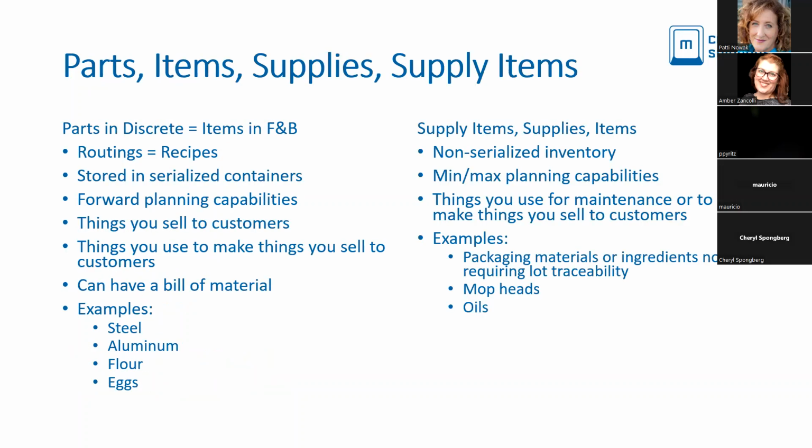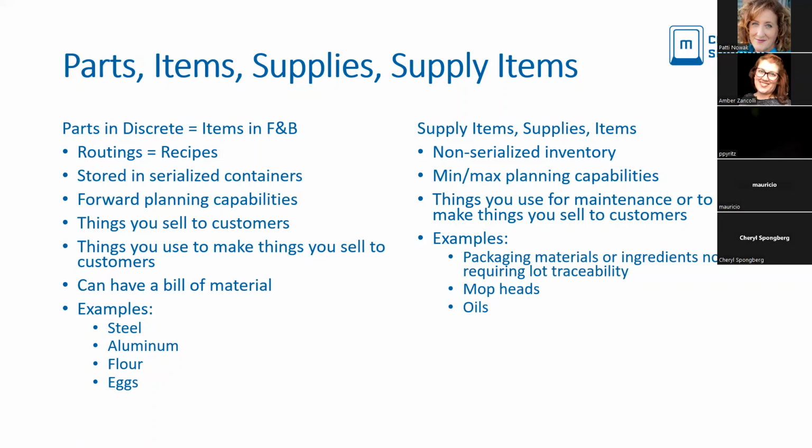Before we get started, I'd like to go over a few terms. They are parts, items, supplies, and supply items. In discrete manufacturing, you usually refer to the things you sell, or the things you consume in production to make the things you sell, as parts. Well, in food and beverage and some other process manufacturing environments, you usually refer to these things as items.